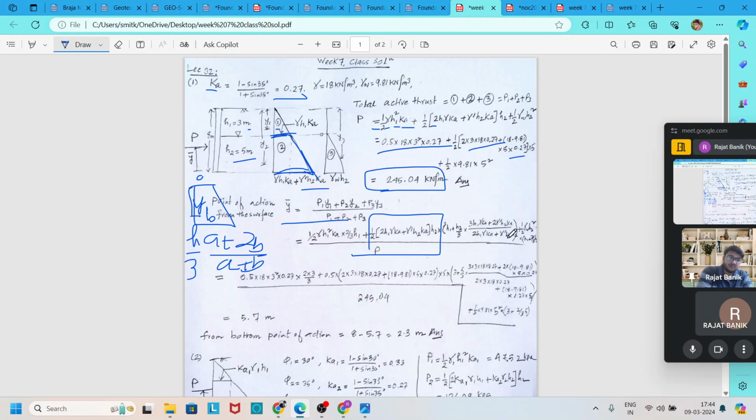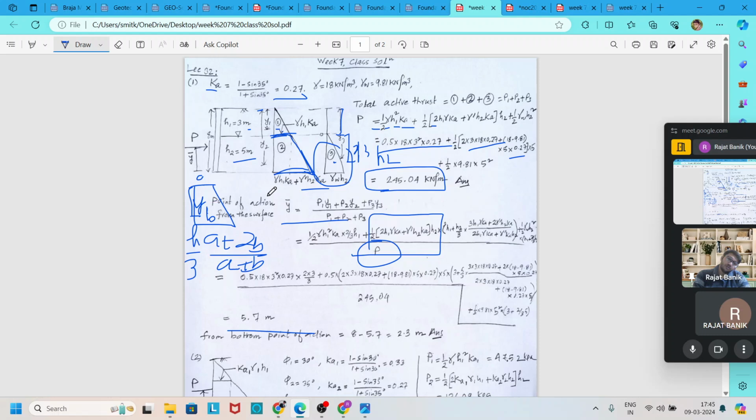2 gamma Ka plus gamma dash Ka, and we have A plus B, then it becomes 2H1 gamma Ka plus gamma dash Ka H2. Then from here to here it is H1, from here to here it is 2H by 3 H2 for this diagram, and area of this diagram is half gamma W H2 square. Put all these values and divide by the total area, that is nothing but the total force, and the answer is 5.7 from the surface.